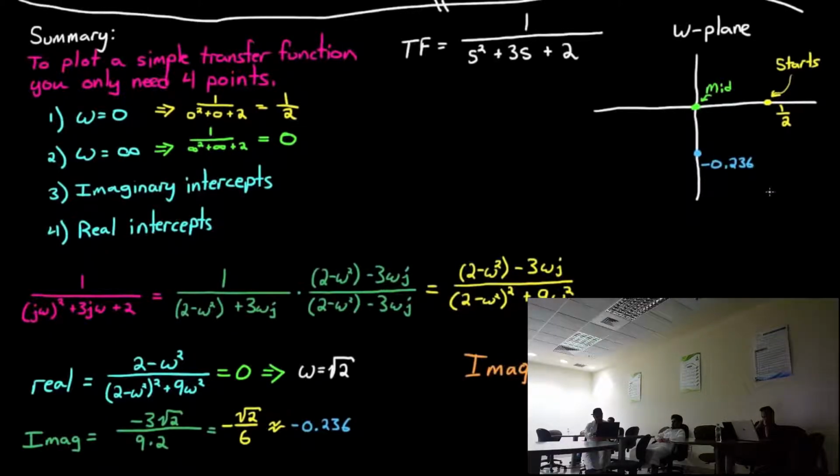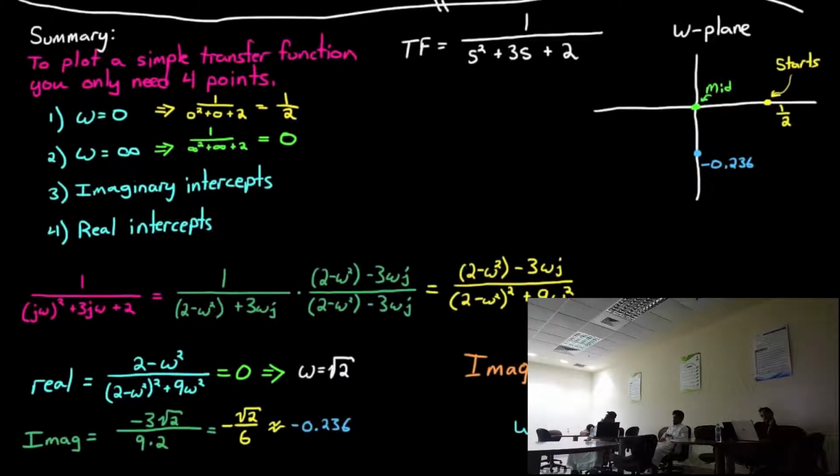It's a similar story to get the real intercept, but this time you set the imaginary component to 0 and solve for omega. In this case, it's only 0 when omega equals 0 or omega equals infinity. And since we've already plotted both of those points in step 1 and 2, there's really nothing else to plot. It only crosses the real line at the beginning and at the midpoint.